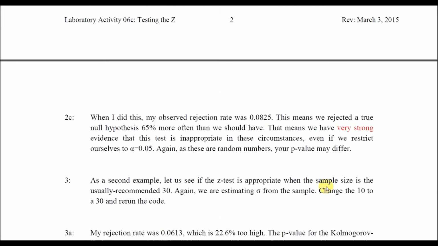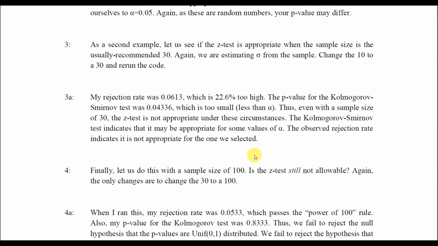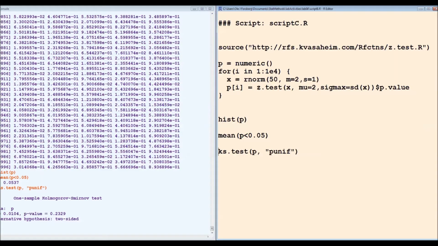We're going to scroll down. Part 3, we're going to do it with a sample size of 30. Because a lot of books say if n is greater than 30, you're good to use the z-test. So what changes? I'm going to sit here for a moment, wait for you to look back over your code and figure out, what is going to change? Yeah, you're going to change the sample size. That gets changed to 30.